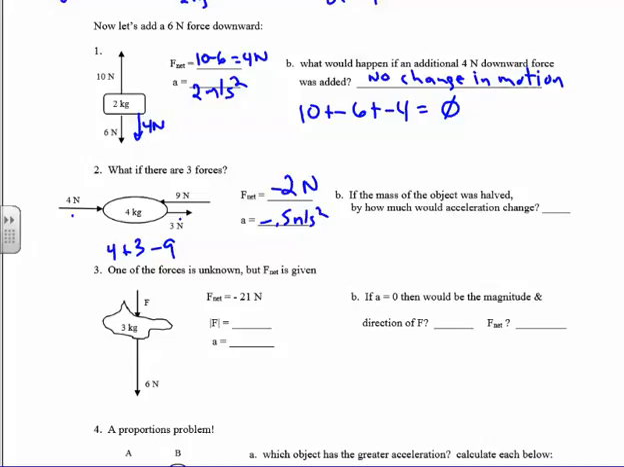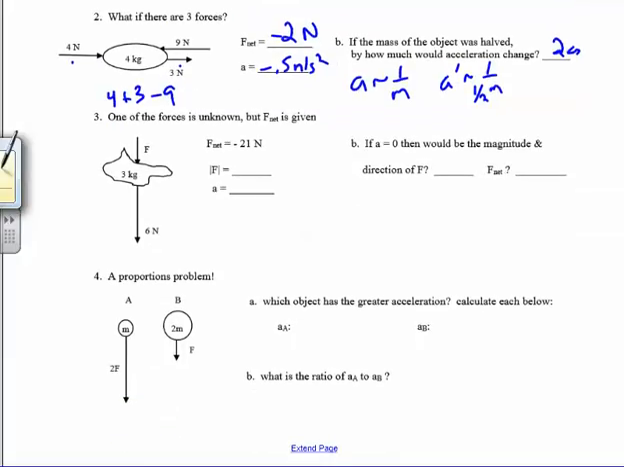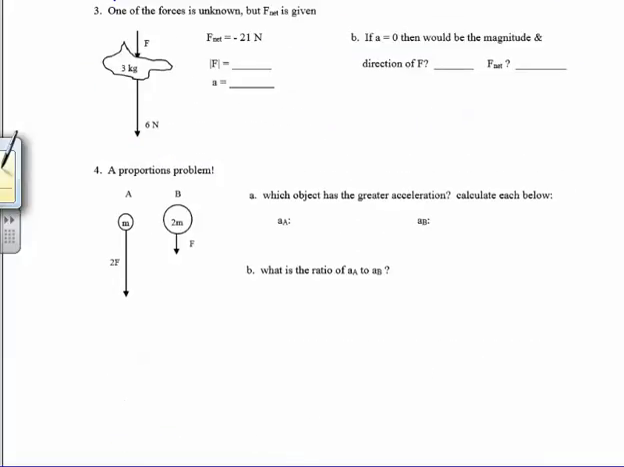If the mass of the object were halved, by how much would the acceleration change? So once again, a is proportional to 1 over m. So our new a is going to be proportional to 1 over 1/2 the original m, which is nothing more than twice. So it's going to be twice the original acceleration. 1 divided by half being 2. Okay, let's continue on. Hopefully you're seeing these aren't too bad.